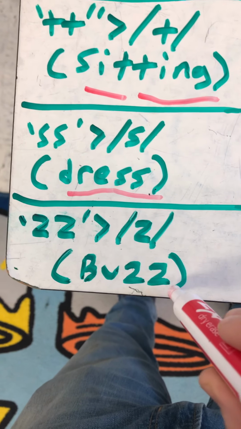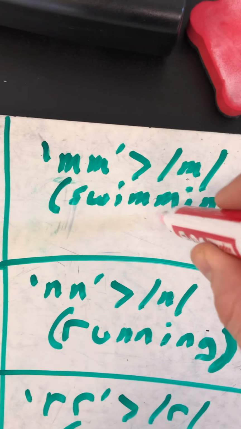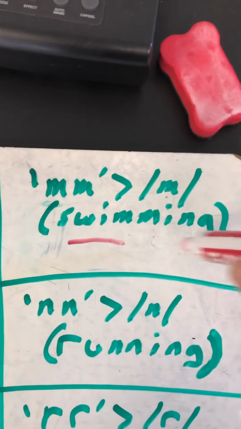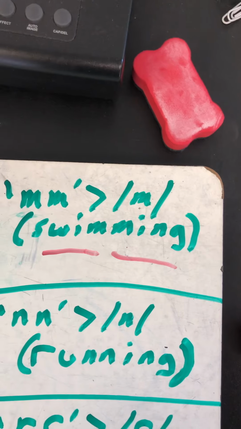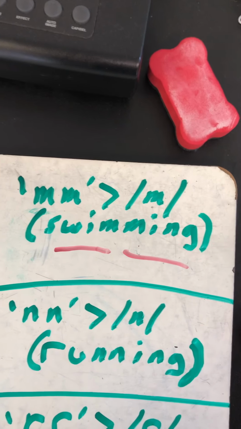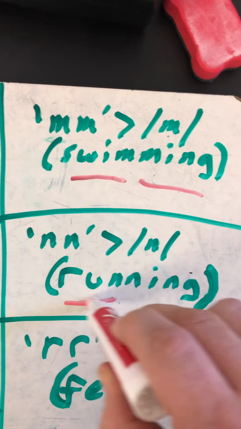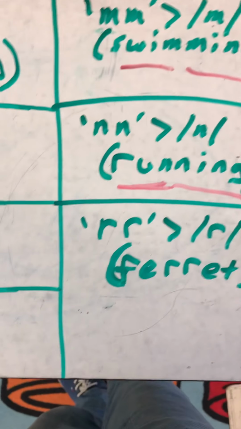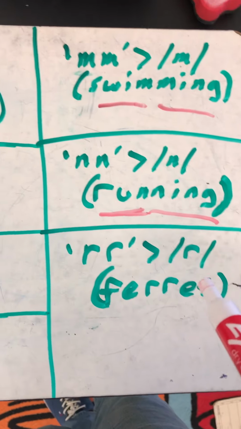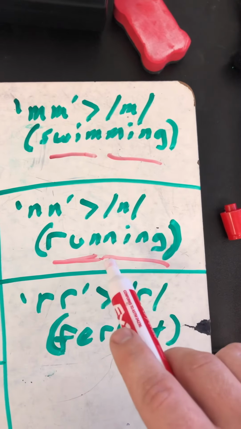Down here we have buzz, right? Two Z's. Still going to make that Z sound. Over here we have swim, okay? Swimming, all right? Those two M's are going to make the same sound. Swimming. Right here we have R-U-N, run, and then we have ning, okay? Running, all right, guys? Two N's make the N, okay? Running. Sorry about that. Two N's make the ning, okay?